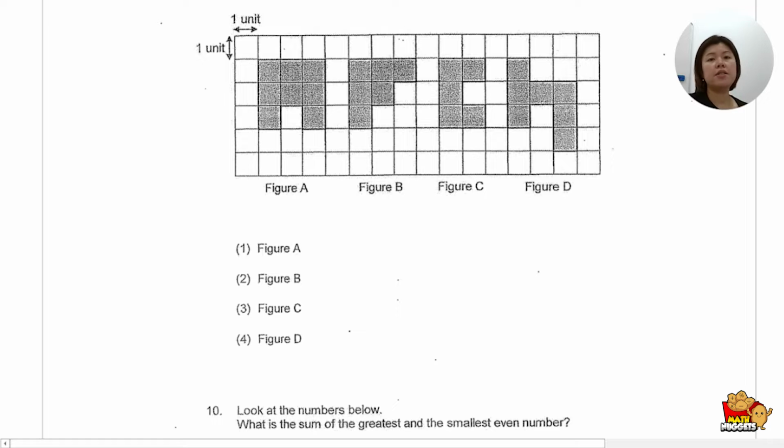Okay, next, which one has the largest area? So this is 1, 2, 3, 4, 5, 6, 7, 8. This is 1, 2, 3, 4, 5, 6. 1, 2, 3, 4, 5. 1, 2, 3, 4, 5, 6, 7. So A has the most, so number 1.